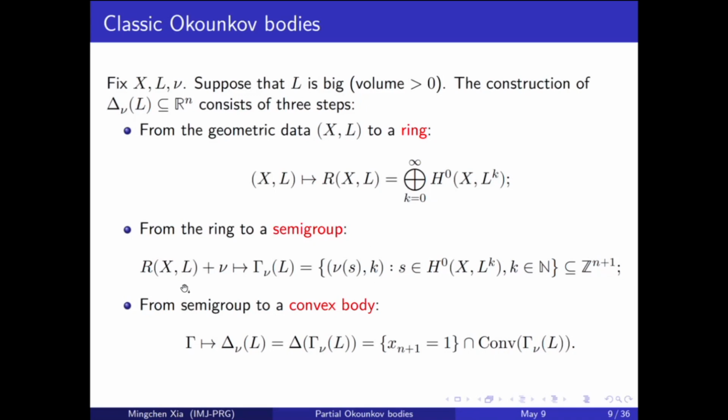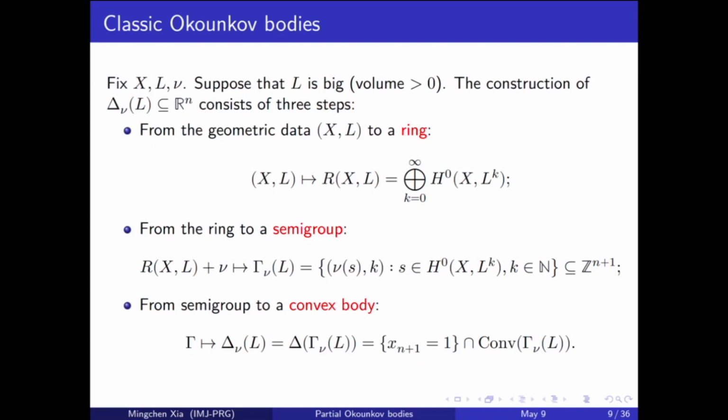And eventually, there is a very familiar way to pass from a semigroup to a convex body, characterizing the asymptotic behavior of the semigroup. That means we take the convex hull. Here CONV means we take the convex hull, that means the smallest convex cone containing all of these lattice points. We take the convex hull and take the intersection with the level 1. That means the intersection with x_{n+1} equals 1.